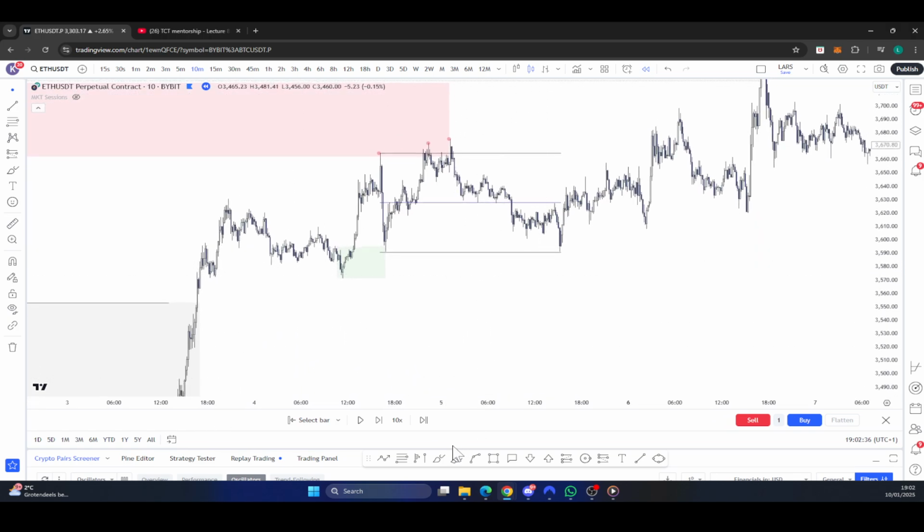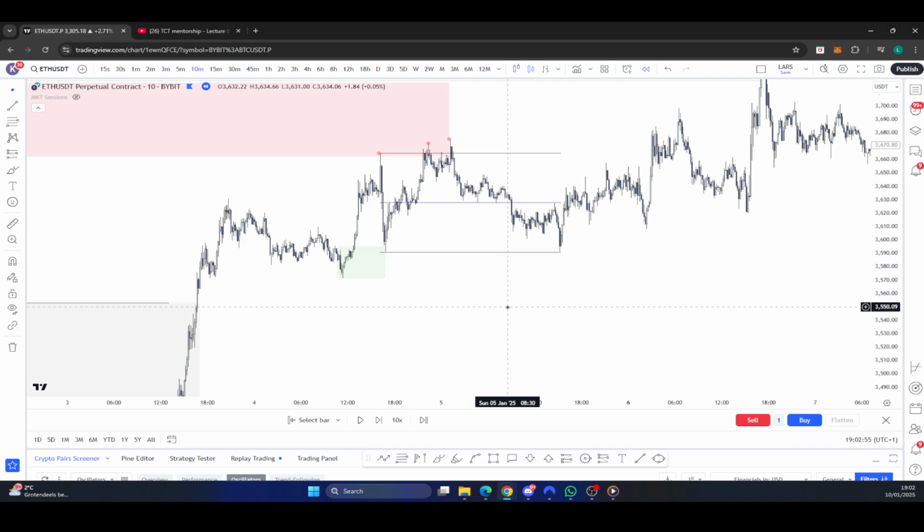We don't enter on the break back inside because that needs to be aggressive. And if it's aggressive, the risk to reward is not going to be worth it. We're going to try and find a short in the distribution model like we always do, because that's a requirement for the PO3. And if we get the breakdown, it's extra.